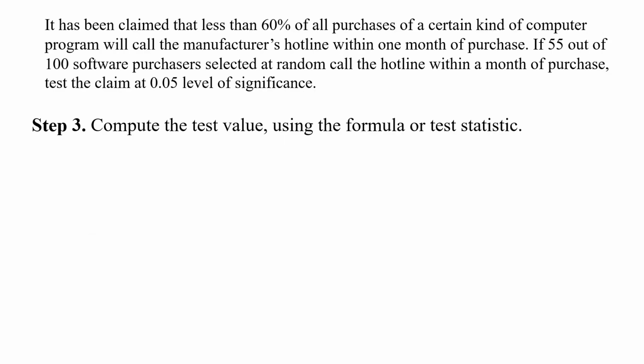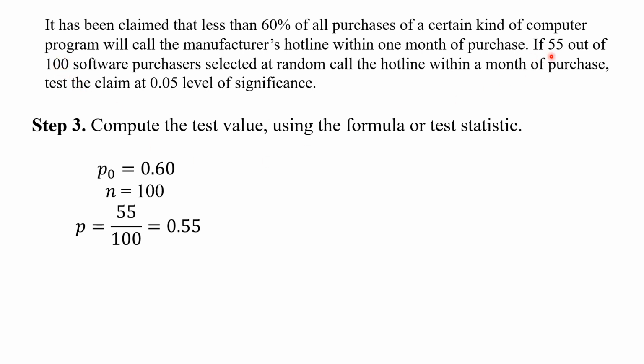Okay, so step 3, we need to compute the test value using the formula of z-test. Okay, so yun yung ating gagamitin formula. Okay, so first we need to identify all the given. Okay, so ano-ano ba yung mga given? Okay, so yung ating population proportion or yung P sub 0 natin is 60% or that is 0.60. Okay, then yung N natin is 100. So, 55 out of 100. So, 55 yung total sample size natin.